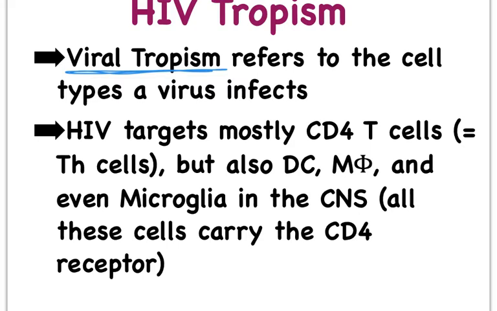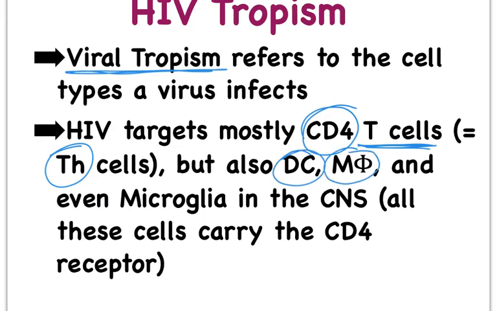So there's something called viral tropism, which means that we are discussing what specific types of cells a virus infects. And we've said this many times before, HIV targets CD4 cells, and that's going to be especially TH cells, and also your dendritic cells and macrophages, because they all have CD4 receptors. In the central nervous system, we're also going to see that the microglia can get infected with HIV. So CD4 cells is the main target.